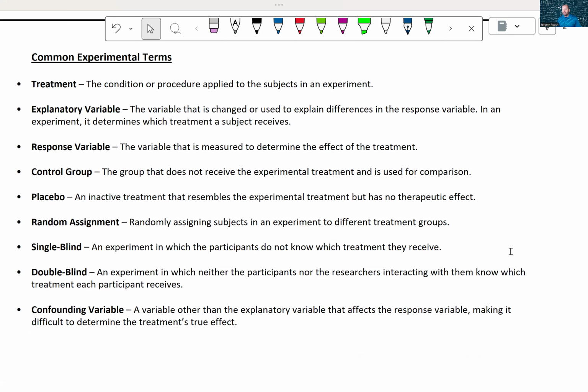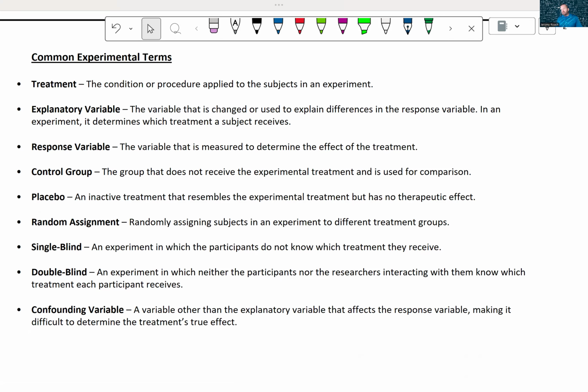The placebo is a fake treatment. The random assignment is where we randomly assign treatments. A single blind study means the subjects don't know certain things. A double blind study means the subjects and researchers don't know certain things. And then finally, we have the confounding variable, which we're going to see in the end of this lesson in particular. This is just something that affects the results, and this can make us get results that are inaccurate because of some extra variable. We call that the confounding variable.